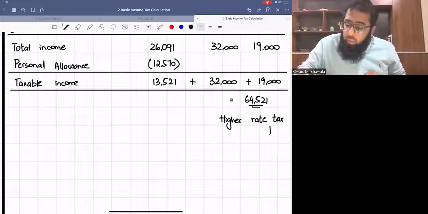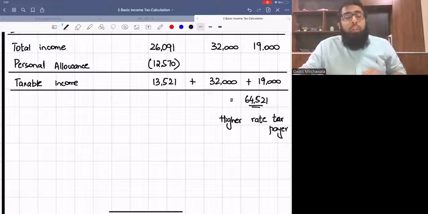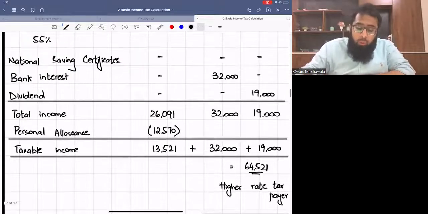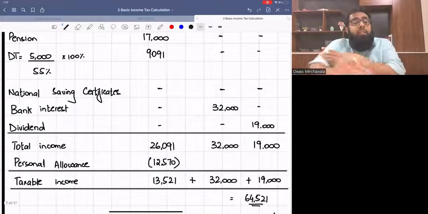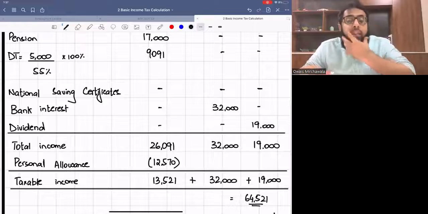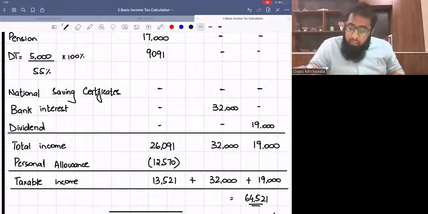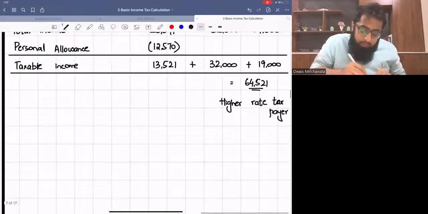Now this question is also a routine question. The only thing new in this question was that national savings certificates were an exempt source of interest income. Now we will start applying tax on it.